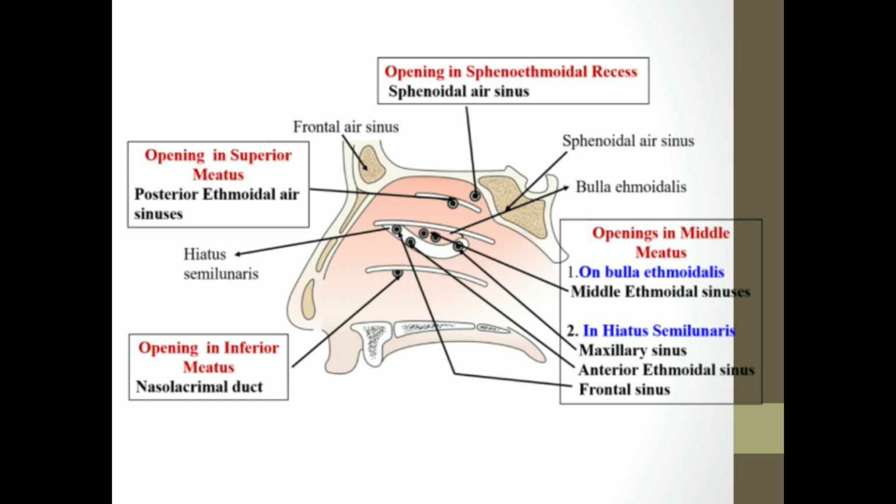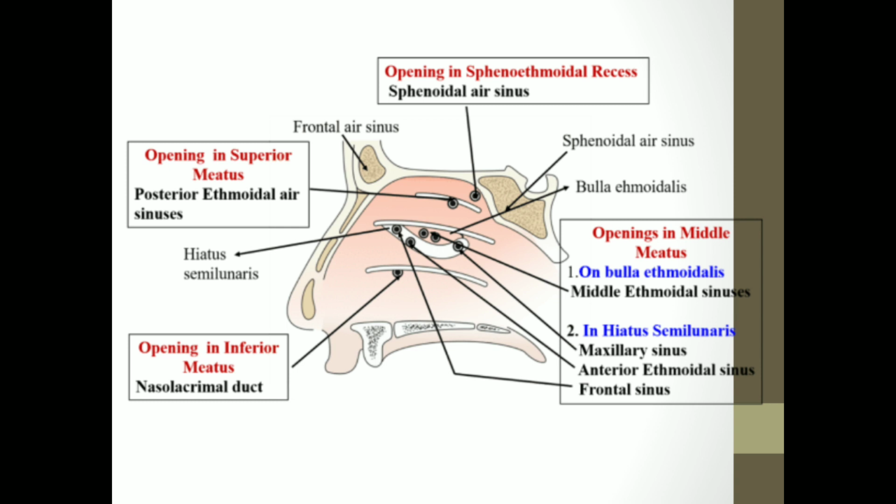Next is the hiatus semilunaris, and here you can see the bulla, the ethmoidal bulla, which consists of the middle ethmoidal air sinus. The hiatus semilunaris consists of the maxillary sinus posteriorly, and the anterior frontal sinus is present in front.